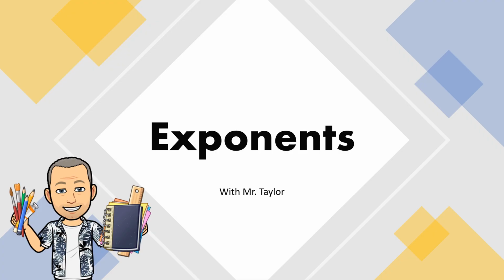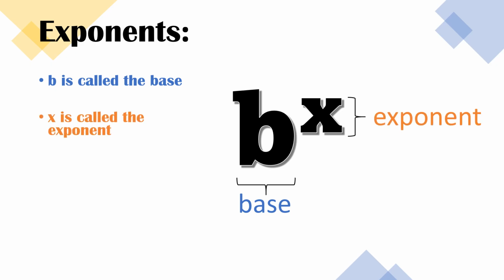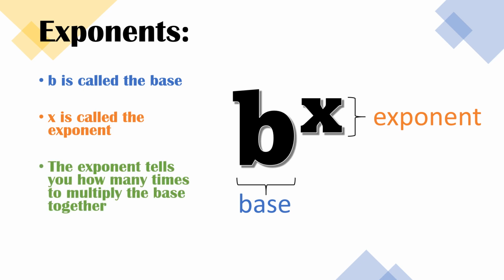Today we're going to do a short, quick video all about exponents. So let's get started. You basically know what an exponent looks like. You have two parts to it. You have the base, in this case our letter B is called the base, and you have the exponent, in this case our letter X. What that means is the exponent tells you how many times to multiply the base together.